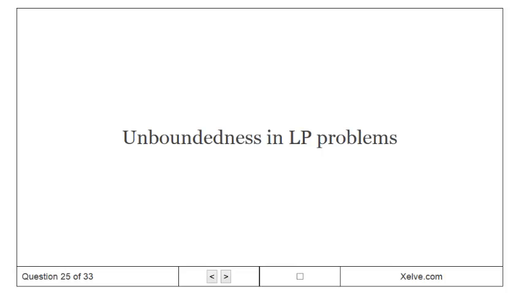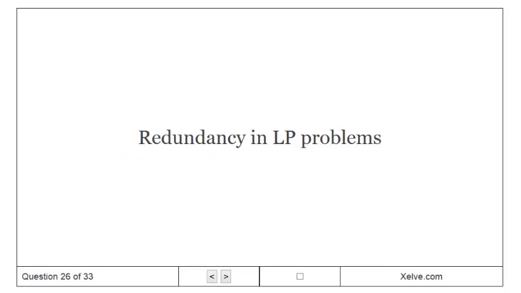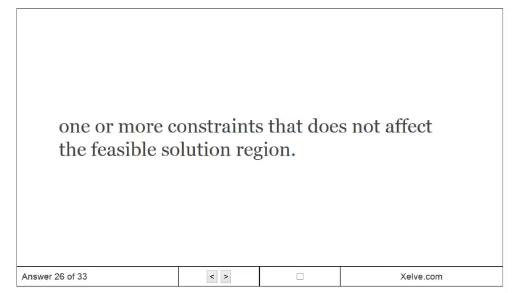Unboundedness in LP problems. When the profit in a maximization problem can be infinitely large, the problem is missing one or more constraints. Redundancy in LP problems. One or more constraints that do not affect the feasible solution region.